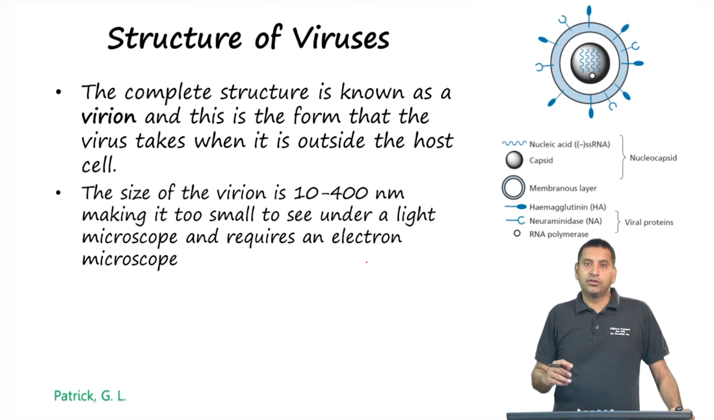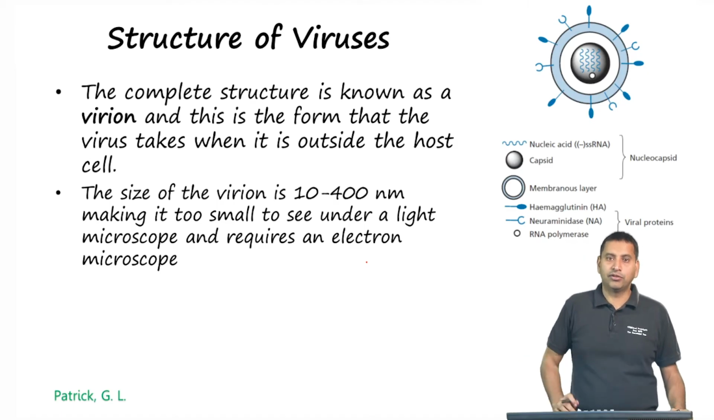The complete structure is known as a virion, and this is the form that the virus takes when it is outside the host cell. The size of these virions is between 10 and 400 nanometers, so it is not possible to look at them under a light microscope. You would need an electron microscope to detect the presence of viruses.